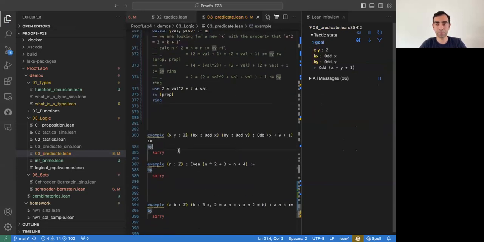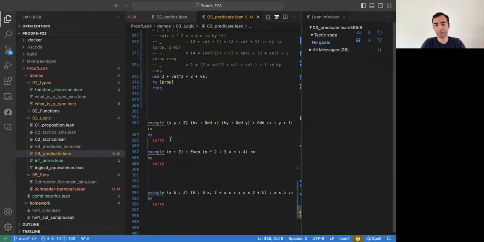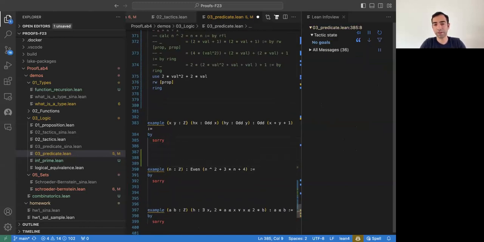Okay, so let's prove one more existential quantifier, to make sure that we actually understand this. So where do I start this proof? I know I have a number x, which is odd. I have a number y, which is odd. And I want to prove that their sum plus 1 is odd.